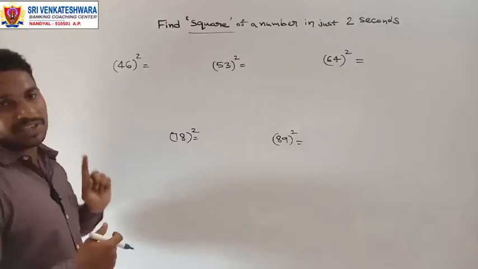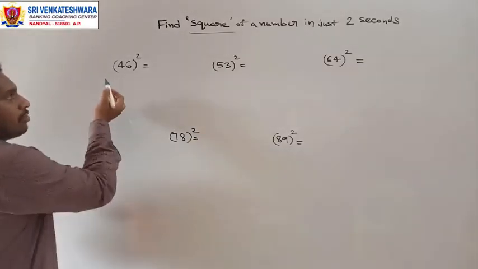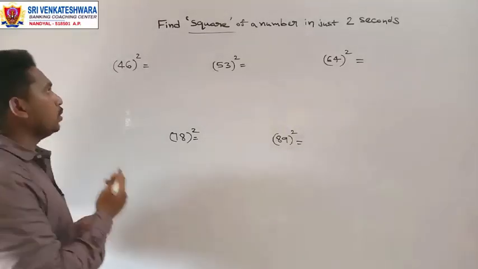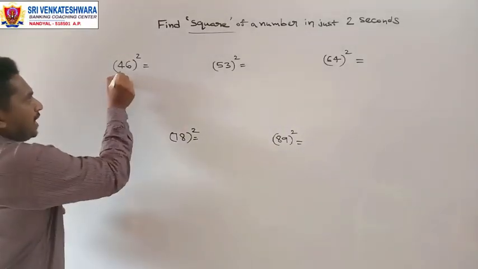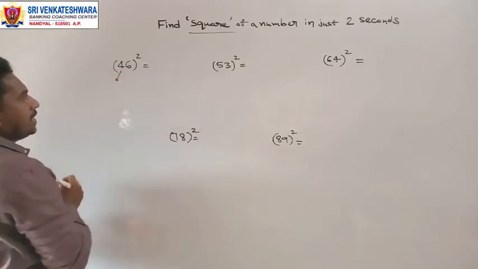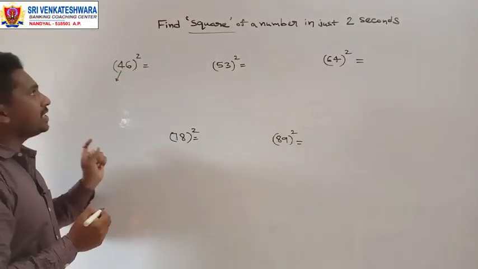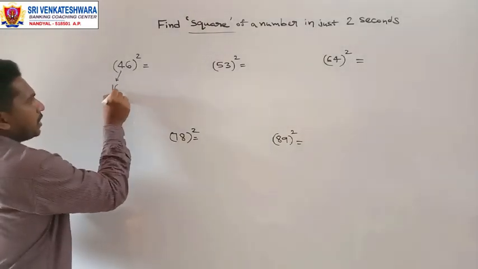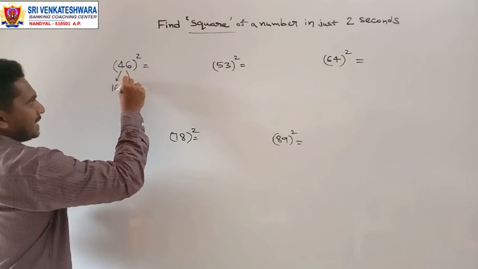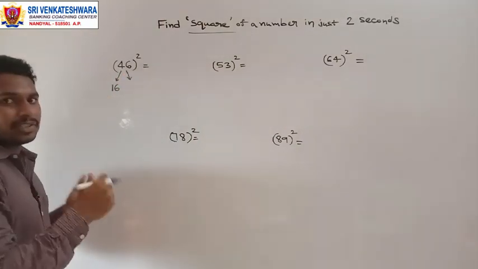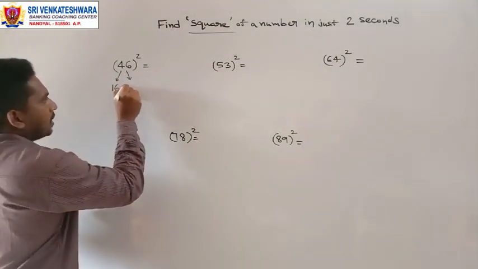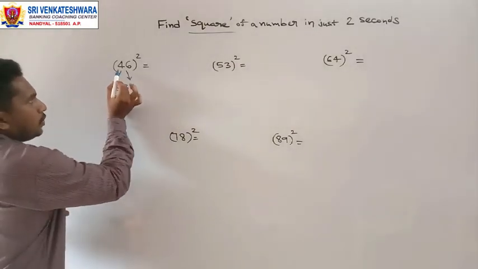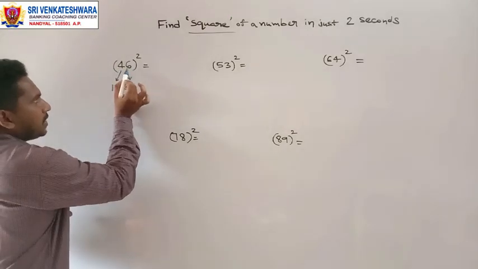Let me take the first example, that is square of 46. So square of 46, how to do that? Individually you just write the squares of the digits in that number. 4 square is how much? 16, right? And 6 square, 6 sixes are 36, right? So 36. Now what you do is you just multiply these two numbers and also this.